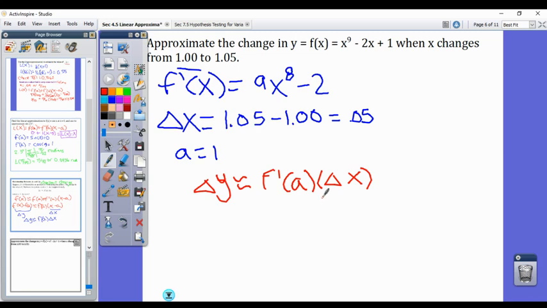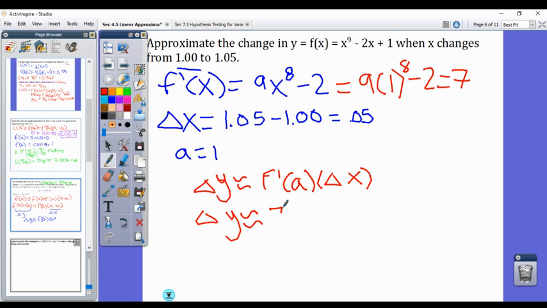Okay, so if we were to plug in 1, we would get 9 times 1 to the 8th minus 2. In this case, that would be 7. So change in y is approximately equal to 7 times 0.05, which is about 0.35. So my change in y is approximately equal to 0.35. All right, let's do another one.